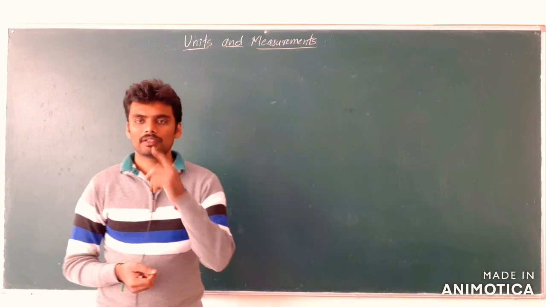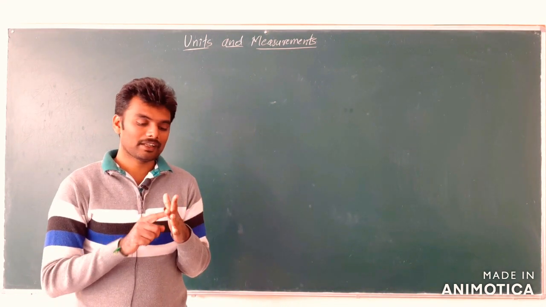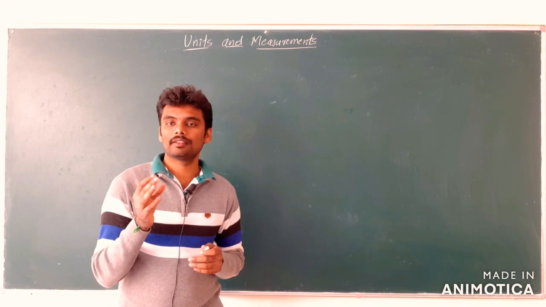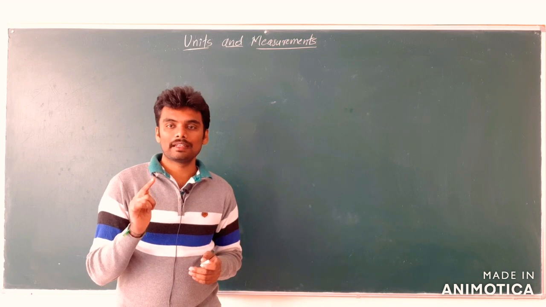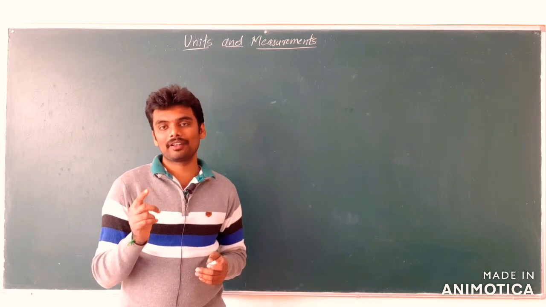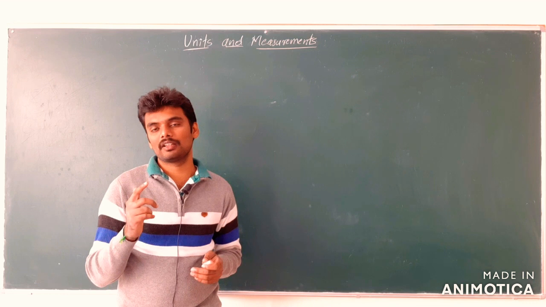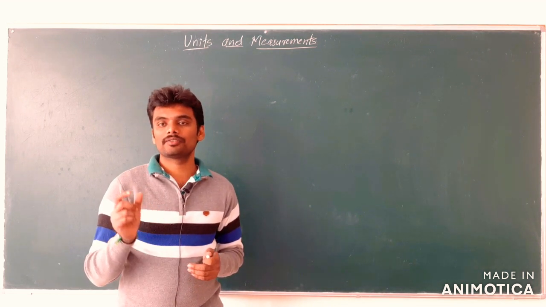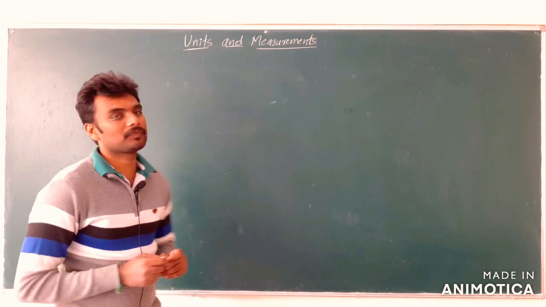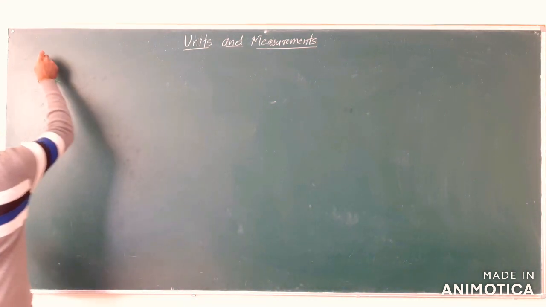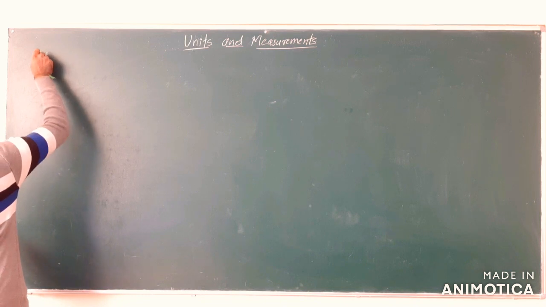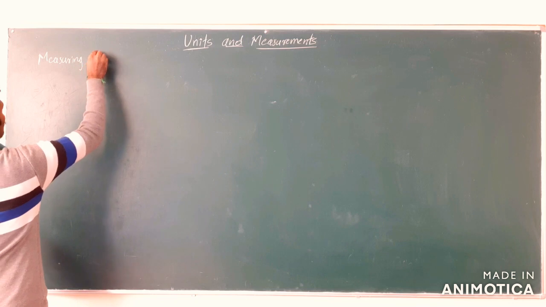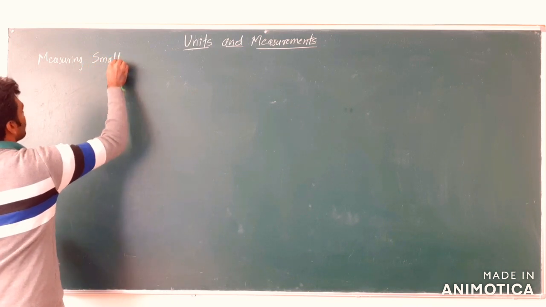how to measure. I have told you that we are going to consider three quantities: length, mass and time. And in length, we have covered measurement of average length and measurement of large scale length. Now what is left is measurement of small scale length. So now we are going to discuss measuring small scale length.